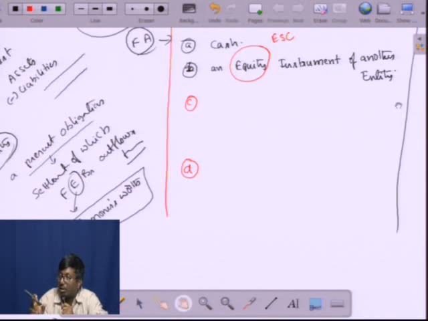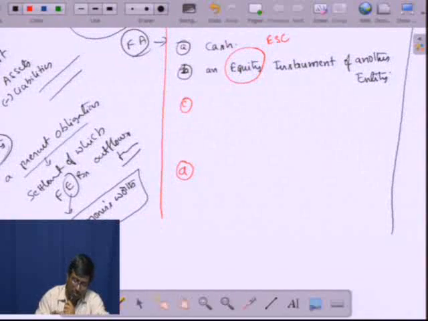Equity instrument, not equity share capital. Generally, students will write equity share capital. They'll feel they wrote excellently. That is what we will catch you on. I hope you understand, so concentrate. Just pay full attention on the subject.